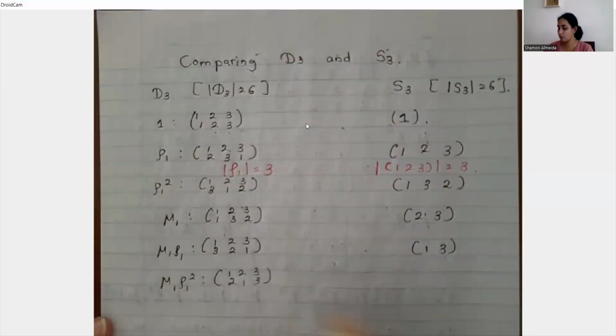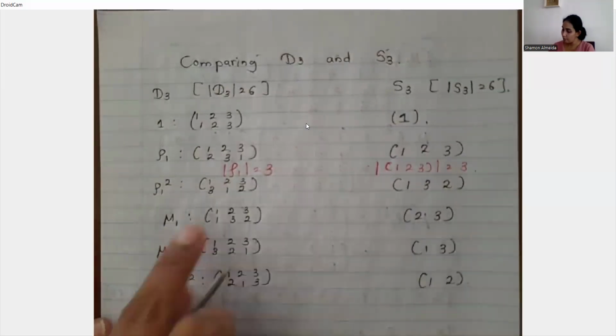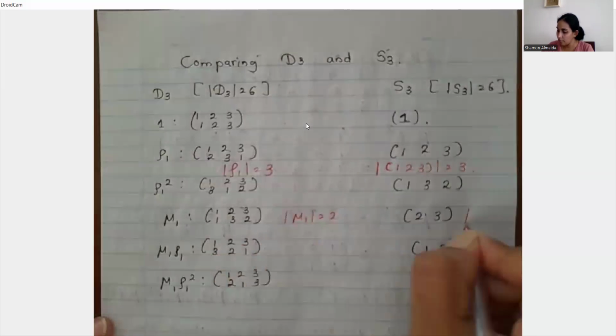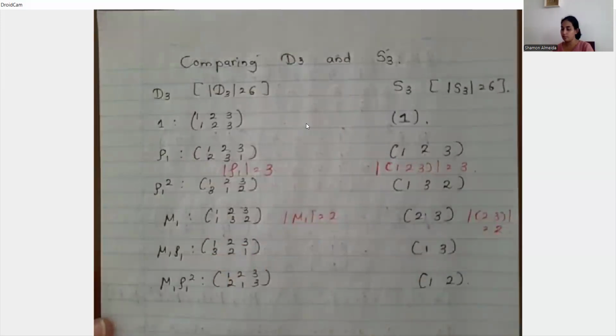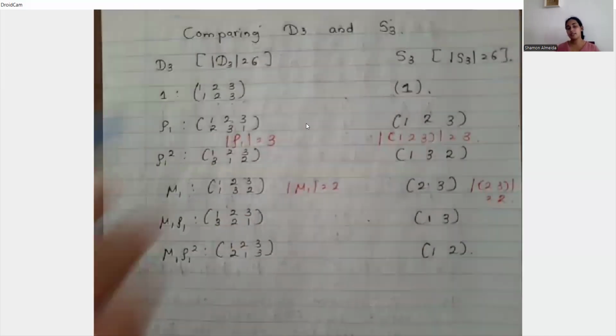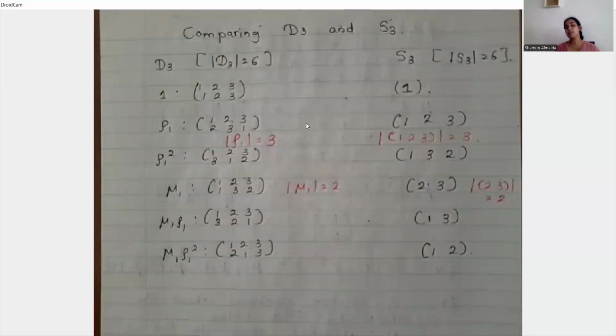These will be swapped. So we have 1, 2, right? Now, if you look at mu, the order of mu1 is 2. The order of this element is also 2. Right? The order of this element is also 2. Not only that, observe that D3 is generated entirely by row 1 and mu1.